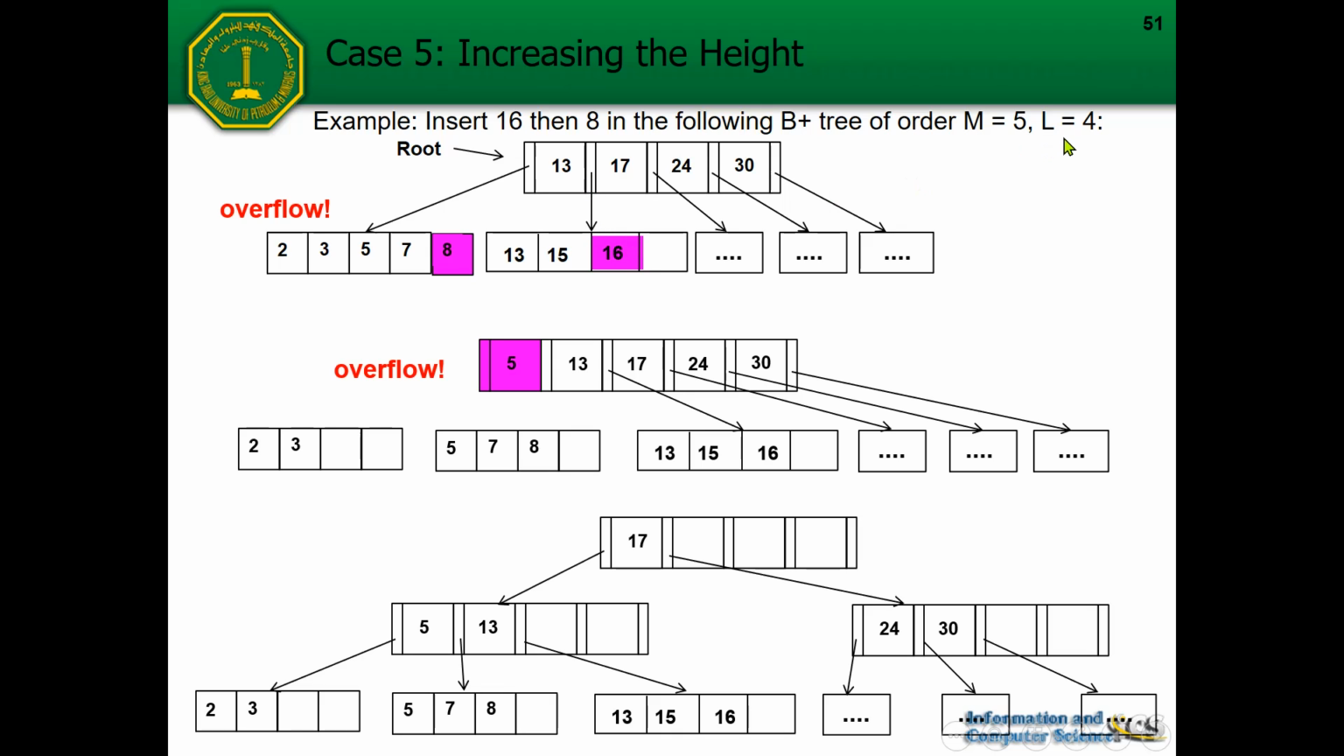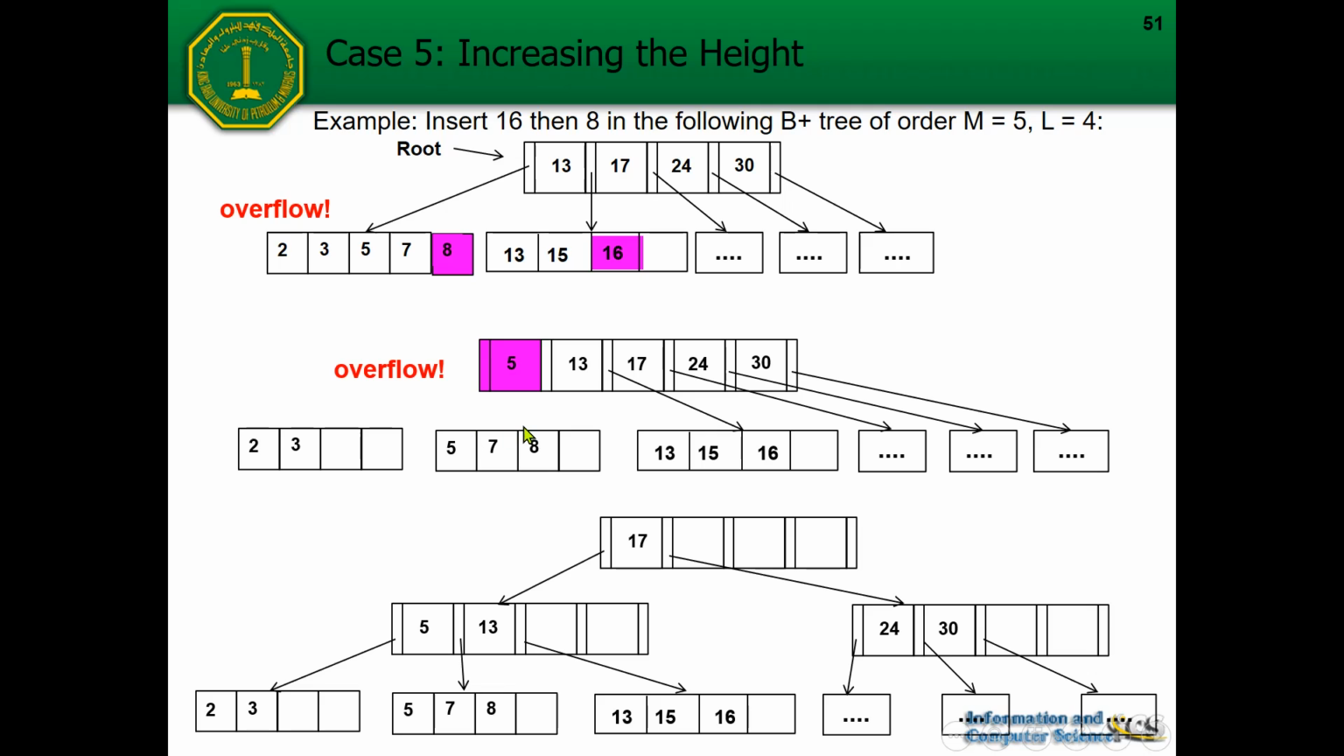Now, because L is 4, we can see that there are only 3 keys in this leaf node, which means there is no overflow, so we don't have to do anything. But when we insert 8, 8 is less than 13, so 8 should go here. We can count that now there are 5 keys for this leaf, which means there is overflow. When there is overflow, we need to divide this node into 2. In this example, that will become 2, 3, and 5, 7, and 8.